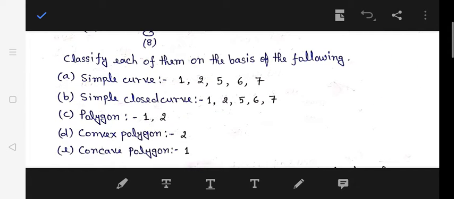Now you need to find which is the convex polygon and which one is the concave polygon. So students, I had given the definition of both types of polygon. A polygon in which each and every angle is less than 180 degrees is called a convex polygon.